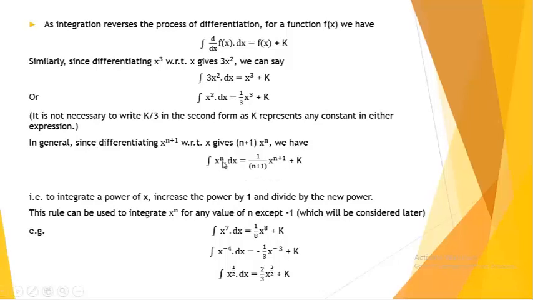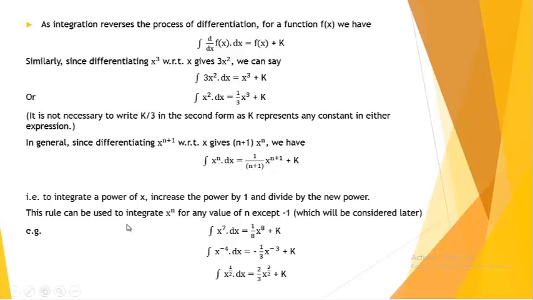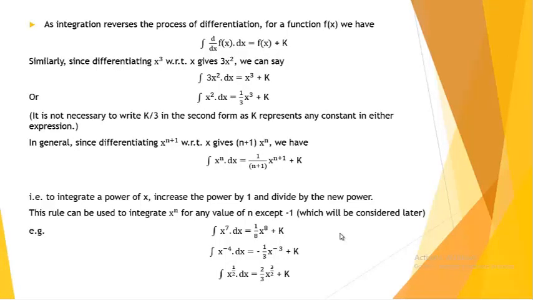So we have added 1 to the n, which is n+1, and have divided by the new power, which is n+1. This rule can be used to integrate x^n for any value of n except -1, which will be considered later. So the integral of x^-1 with respect to x would be discussed later in a tutorial, as it is considered a special case in integration.